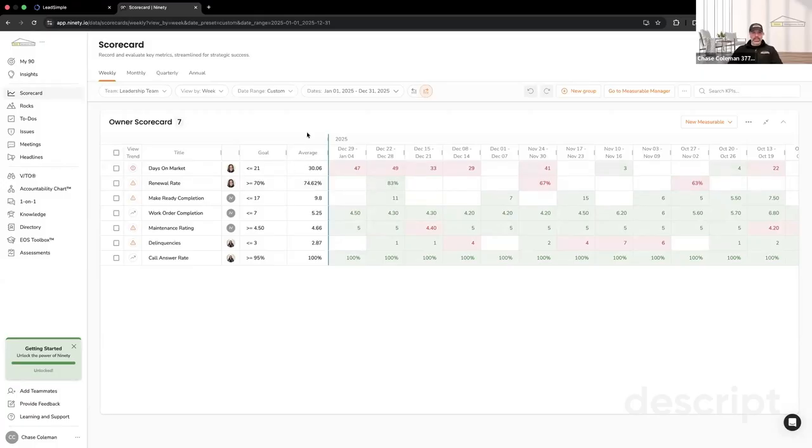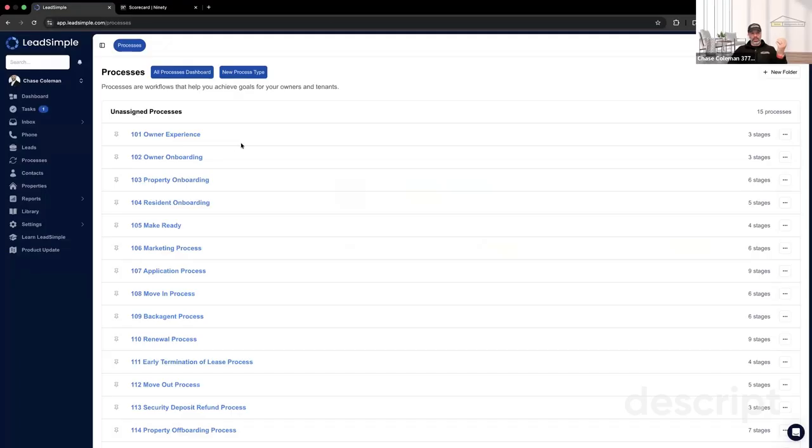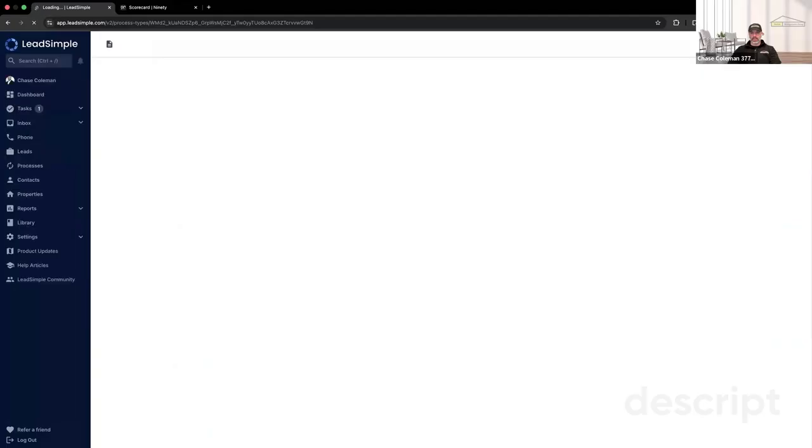Now, some of the tech that we use when we talk about proactive communication, we use something called Lead Simple. This is basically all of our systems and processes in one place. If you go in here, and I'll try not to get into too much private information, maybe I can show what it looks like. We'll go into the application process here. I'm just going to go into the settings real quick.